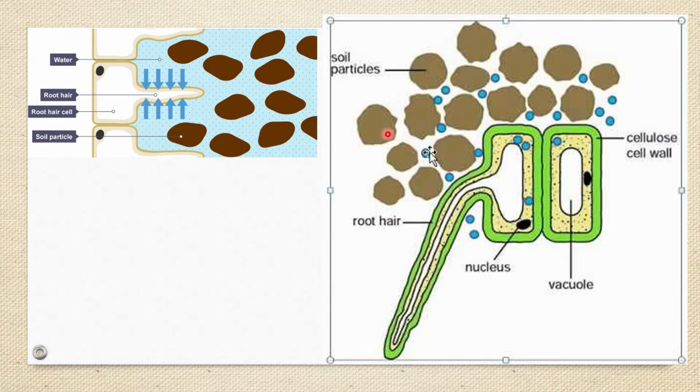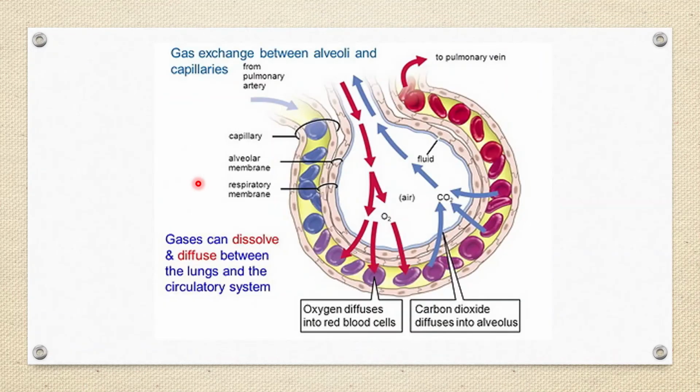So you can see over here the surroundings, they are the soil particles with the soil water. So water diffuses into the root hair cells by means of osmosis from a high concentration of water molecules to a lower concentration of water molecules within the cell sap of the vacuole over here, the root cells. So there is a net movement of water into the root hair cells by means of osmosis.